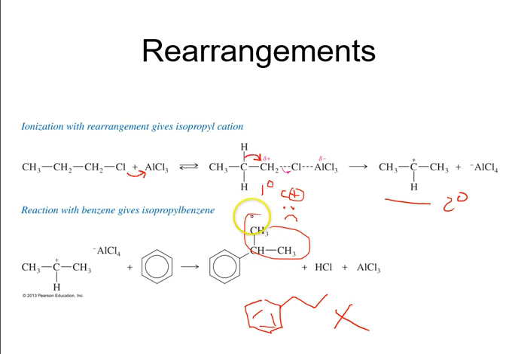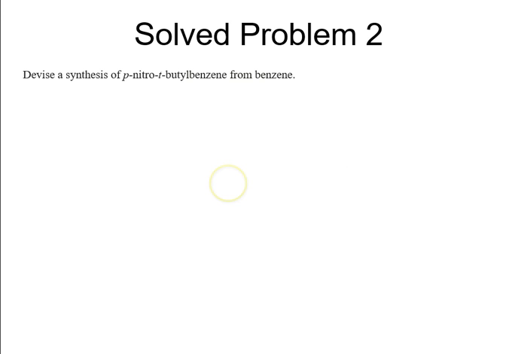They got the isopropyl because of the rearrangement. So that's one of the limitations to Friedel-Crafts. Okay, so devise a synthesis for para-nitro-tert-butyl-benzene from benzene.